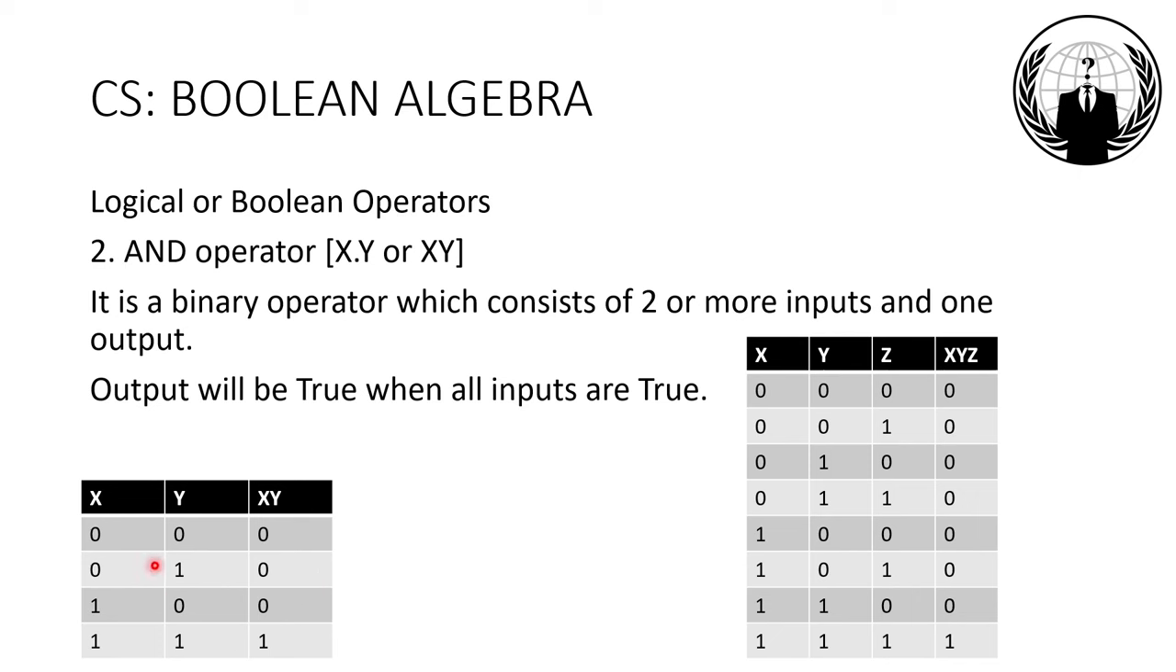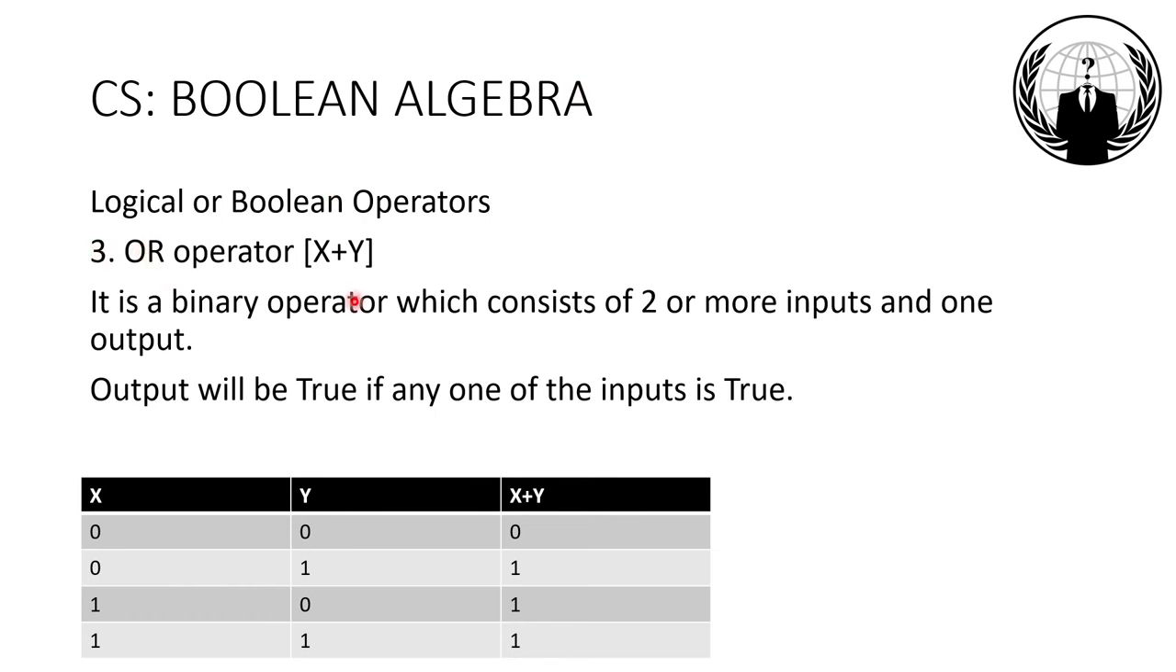As in this case, there are two variables. When all the inputs are true, the value is also 1 or true. And here in this case, if any one of the inputs is false, the value is false, or the output is false.